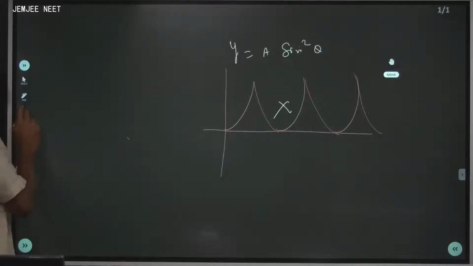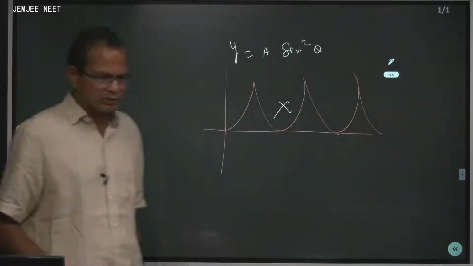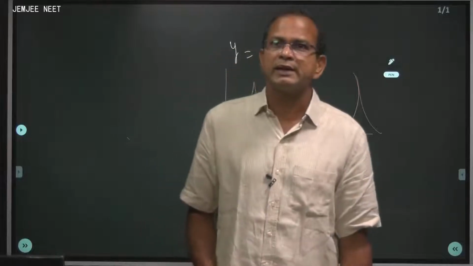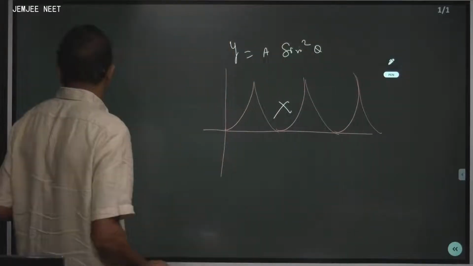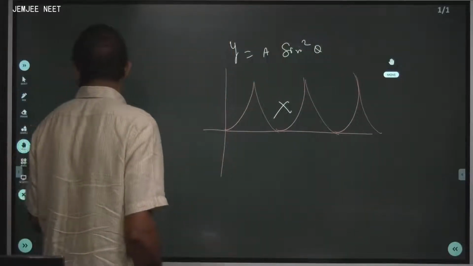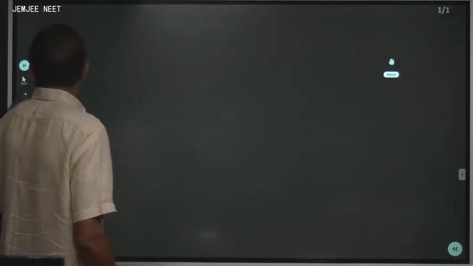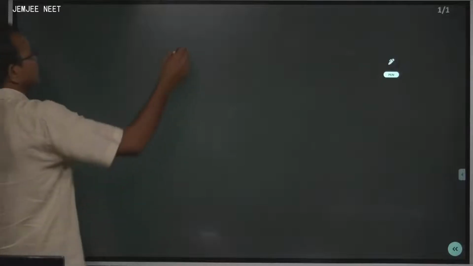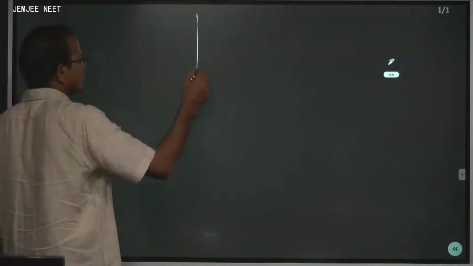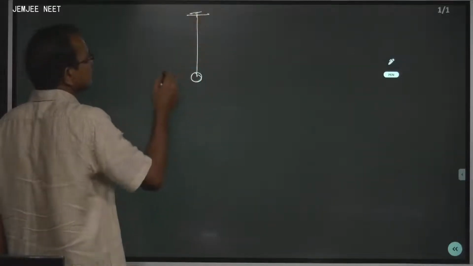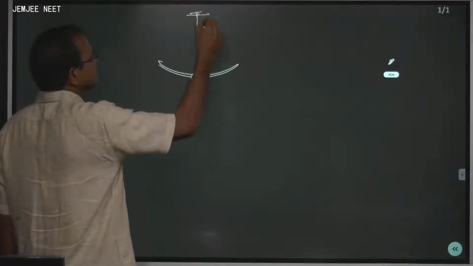Now we shall go for, in a new topic, the energy of a simple harmonic oscillator. How are we going to find the energy? The easy example I want to have here on the board is a simple pendulum which is oscillating like this, right?